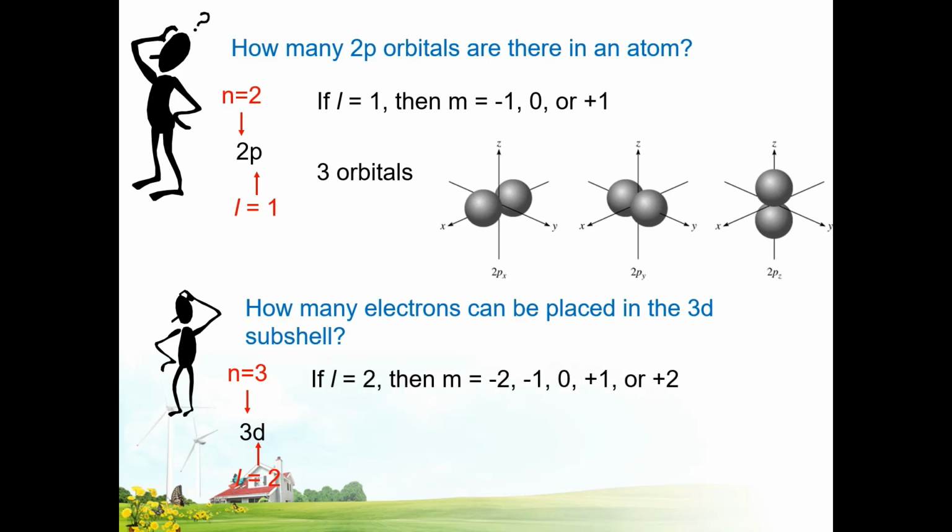If L equals 2, then M equals -2, -1, 0, +1, or +2, meaning that you have 5 orbitals. And 5 orbitals can hold a total of 10 electrons.